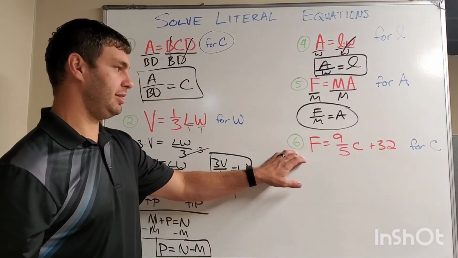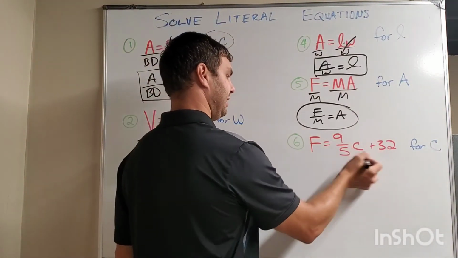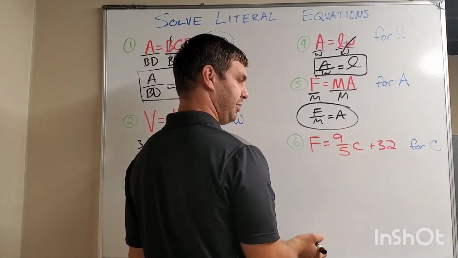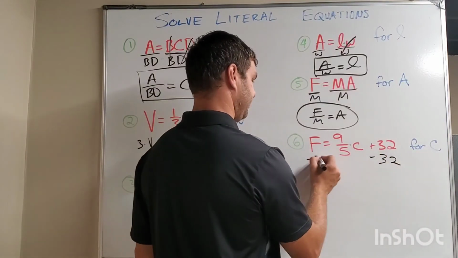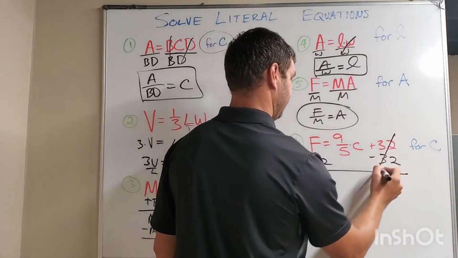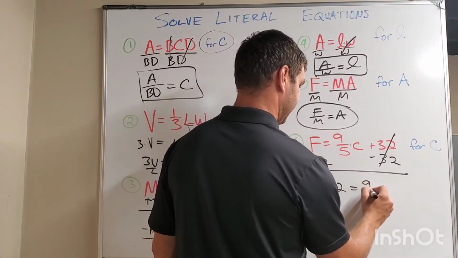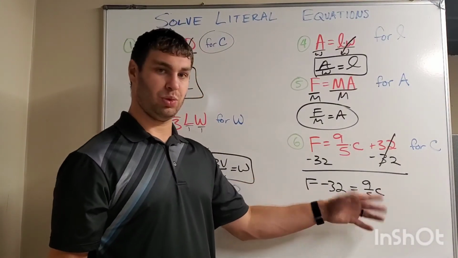Number 6, last one here. This is a conversion for Fahrenheit and Celsius. We're trying to get the C by itself. Here this 9/5 is being multiplied by C. So let's move the 32 over first by subtracting it. That cancels, and we get F minus 32 equals 9/5 C. And so we still have a 9/5 with our C.